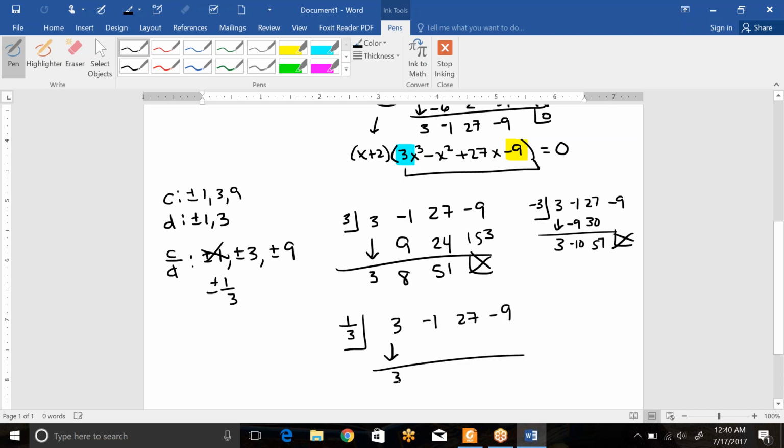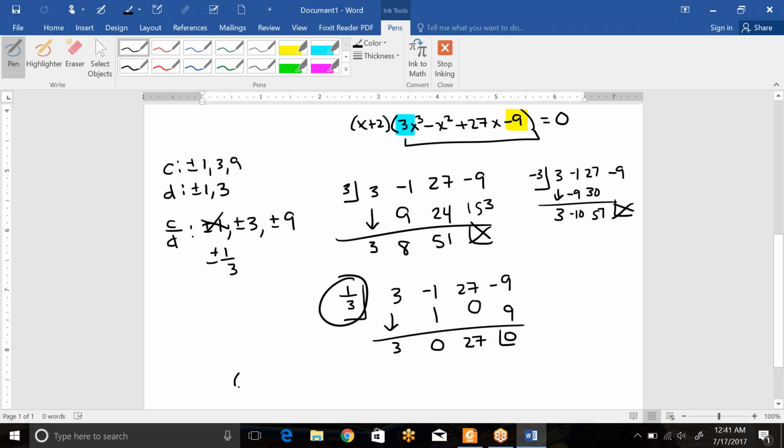So bring down the 3. This would be 1. That gives you 0. Multiply that. That would be 0. Add that. That would be 27. Multiply, that would be 9. There is our next one. So 1/3 is also a solution.